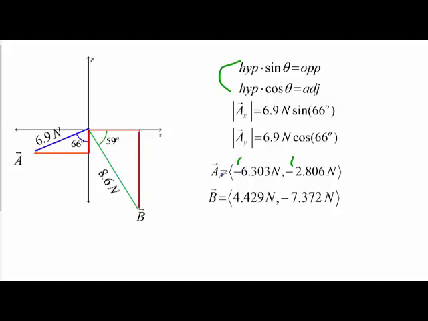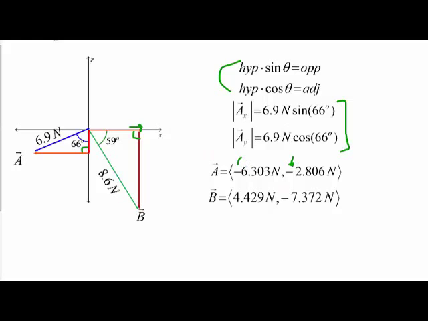In the case of A, the x component is negative because the x component goes to the left, and the y component is negative because the y component goes down. Here we see in B, when I calculated it, the x component was positive because B's x component goes to the right. So the calculator will be able to tell us the size of those components, or the length of the triangle I make when I stack those components next to each other. It does not, however, tell me the sign of those components. That's something I have to think about.